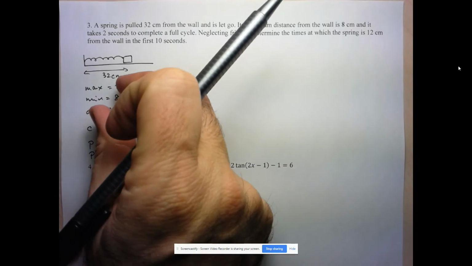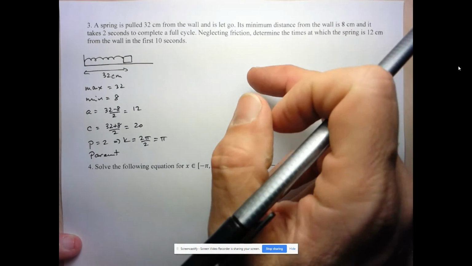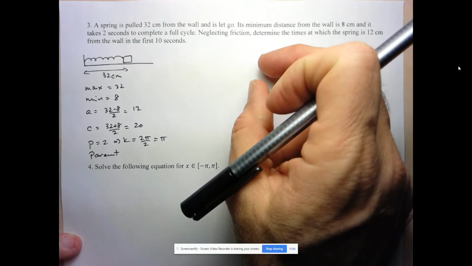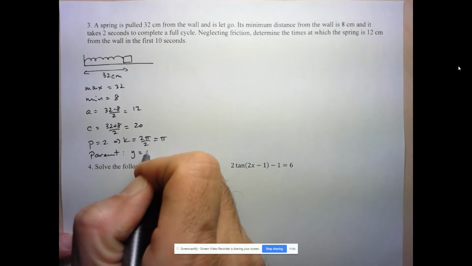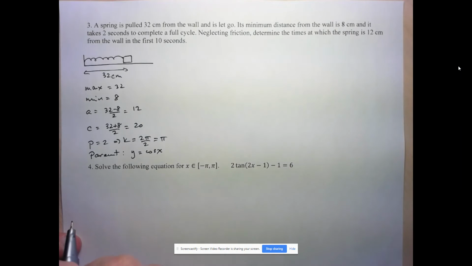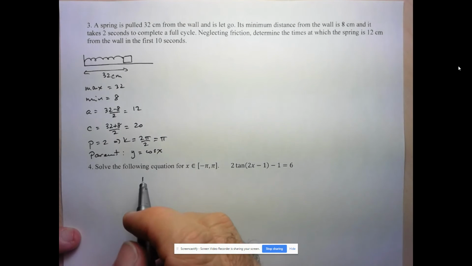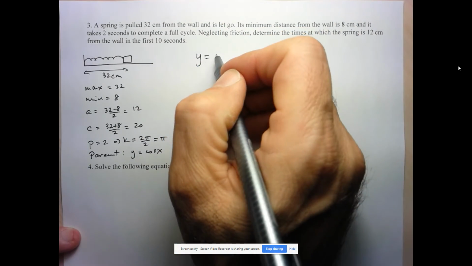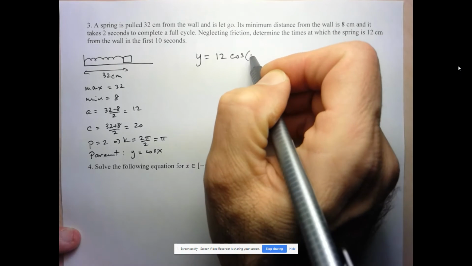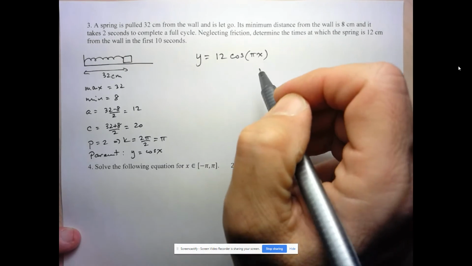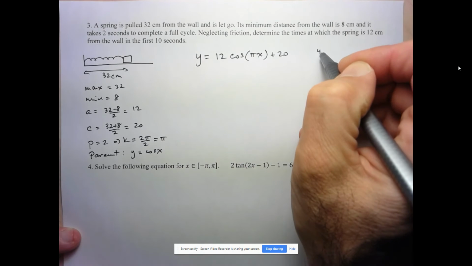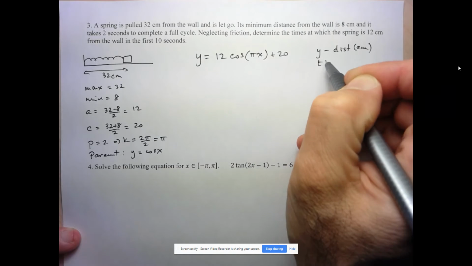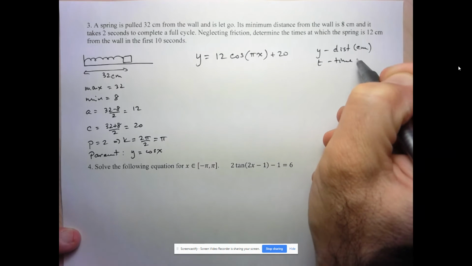We're pulling this spring and then letting it go, so that means that would be the maximum extension. So I'm starting at the maximum, which means I'm going to use y equals positive cos x, which starts at the maximum. From there, we can now write our model. y is going to be equal to 12, a is equal to 12, positive cosine of, again, pi x, similar to the last one, and then plus 20. Here y is the distance in centimeters, and t is the time in seconds.